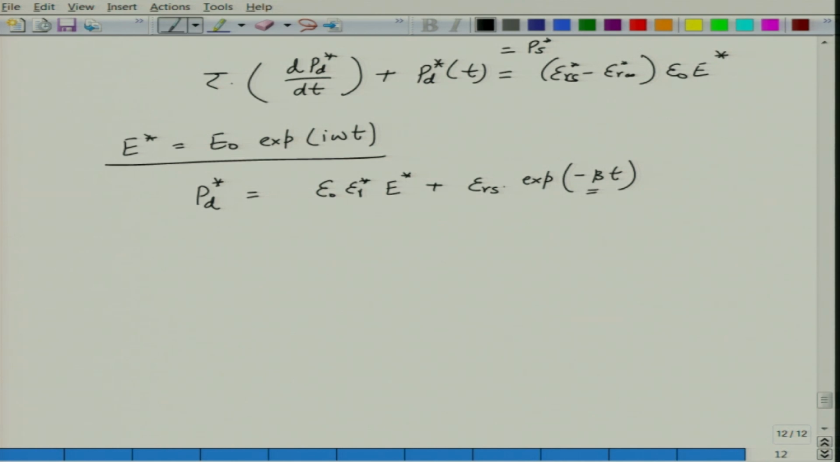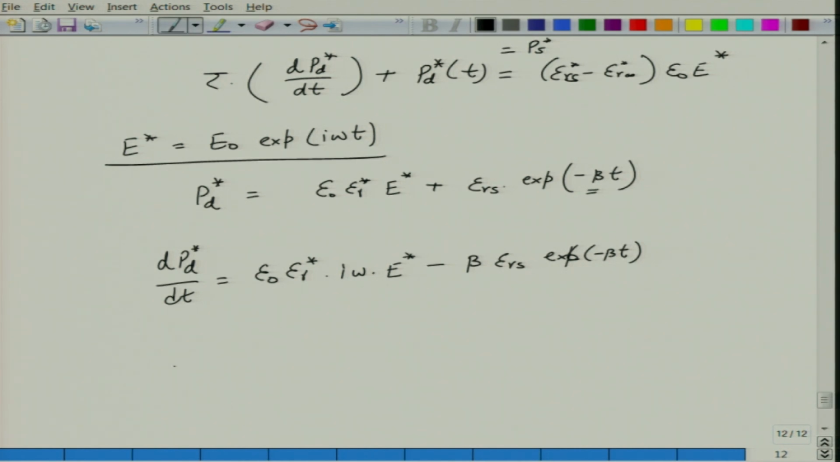Okay. So, if beta is like this, what we do is that first, if we say that this is the solution, we differentiate this dP d with respect to t, and what we obtain is basically epsilon naught epsilon r star, and if you differentiate E, you will get i omega into E star, right, minus of beta epsilon r s exponential of minus beta t.